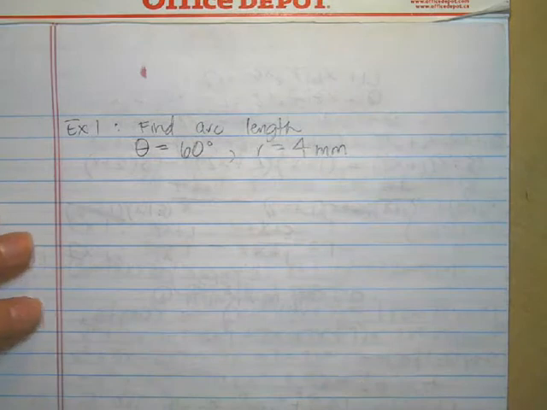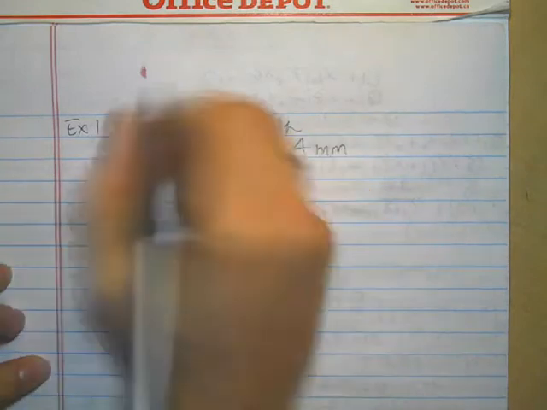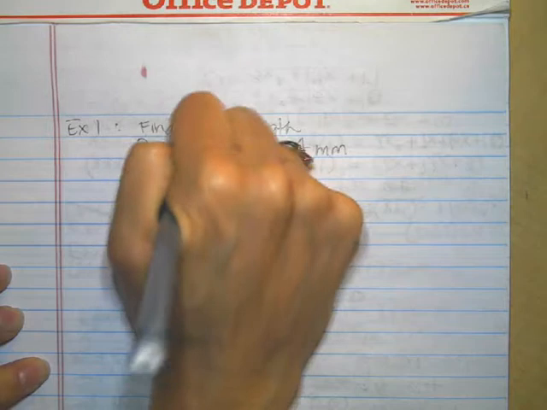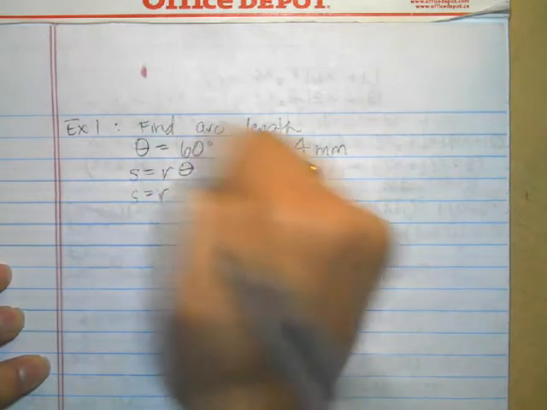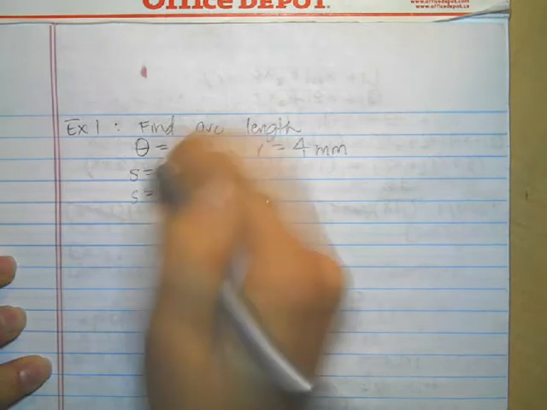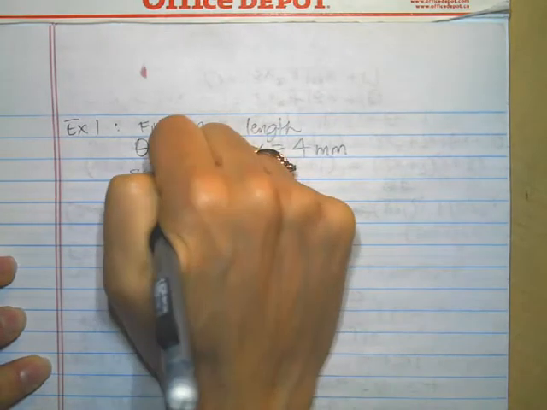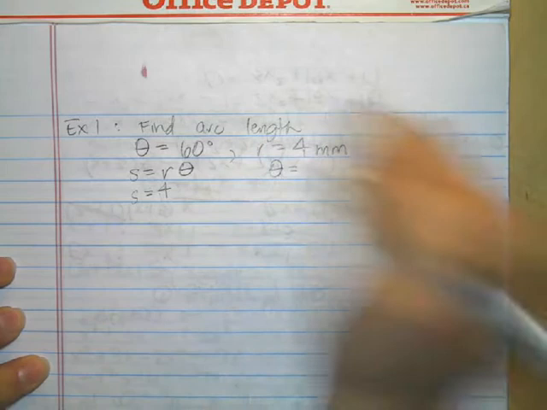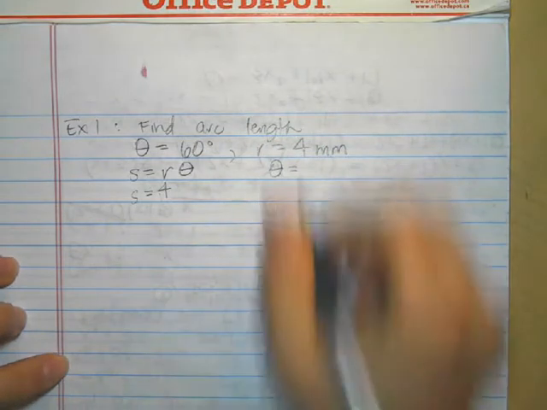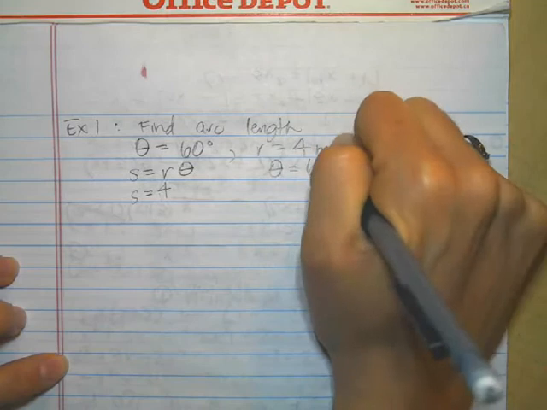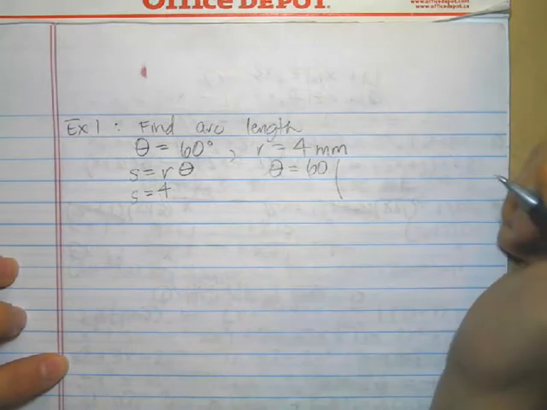Our formula for arc length is S equals R theta. So we can write in there S equals R, or 4 for R. But theta cannot be in degrees, it has to be in radians. So we have to change it into radians first. So we take 60, and we multiply that by pi over 180.